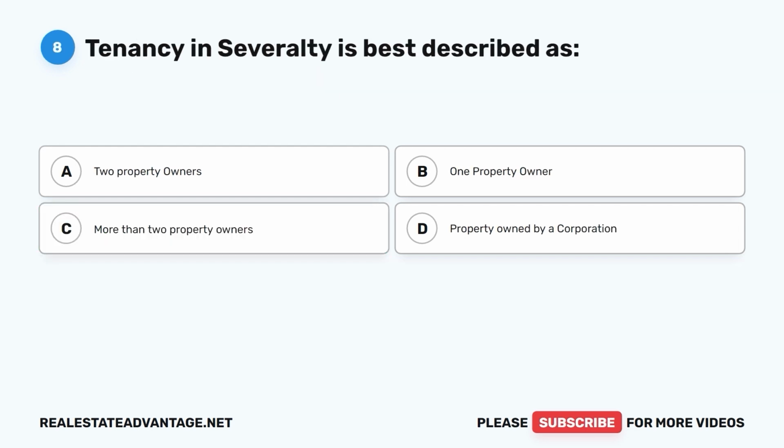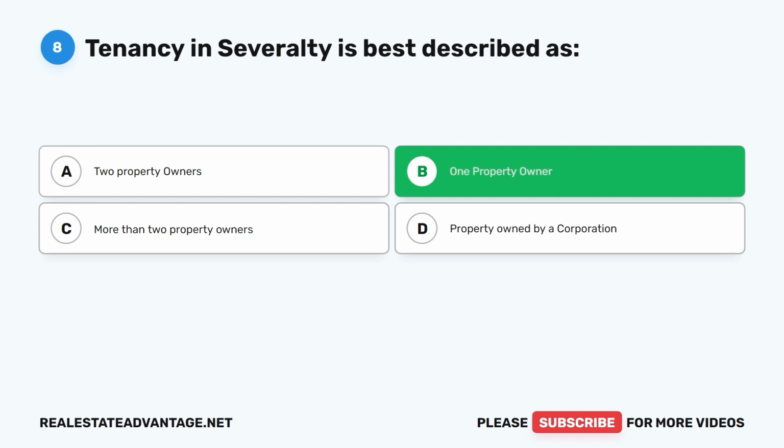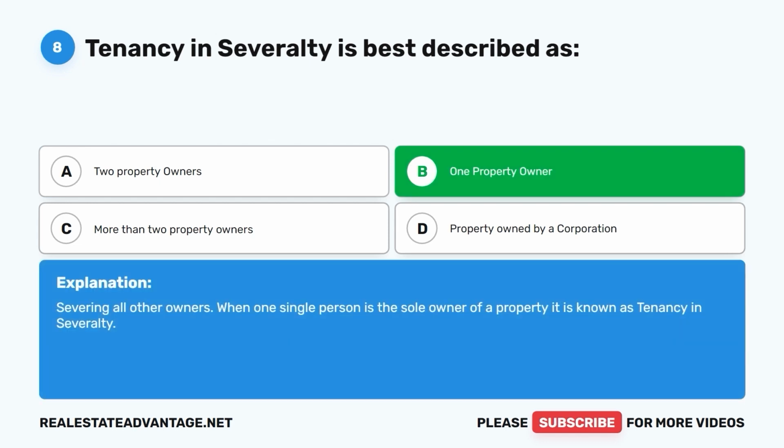Question 8. Tenancy in severalty is best described as A. Two property owners. B. One property owner. C. More than two property owners. D. Property owned by a corporation. The correct answer is B. One property owner. Severing all other owners. When one single person is the sole owner of a property, it is known as tenancy in severalty.